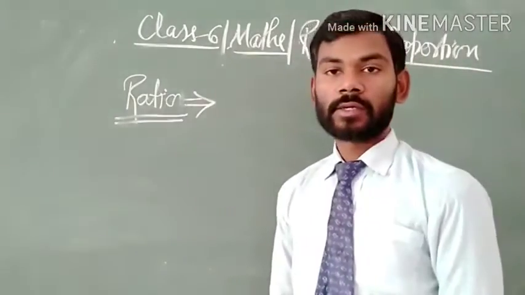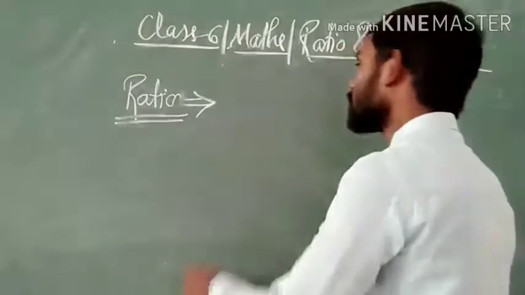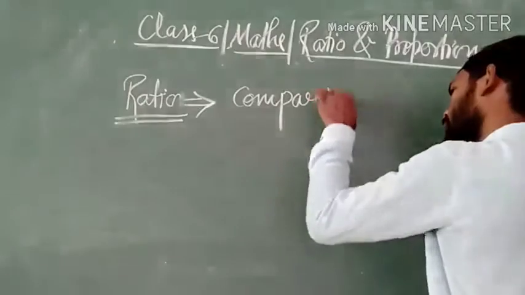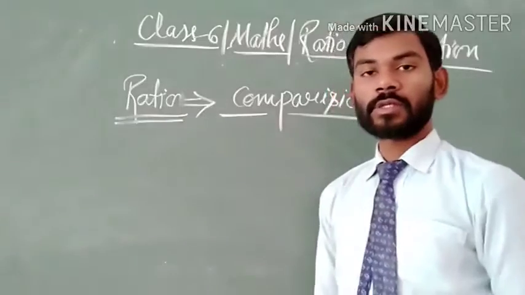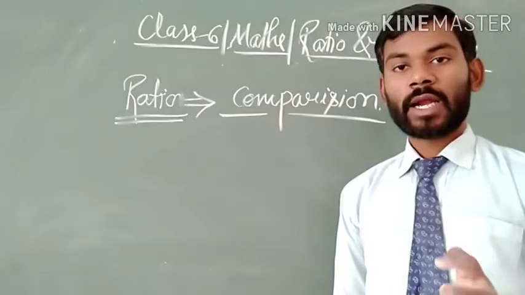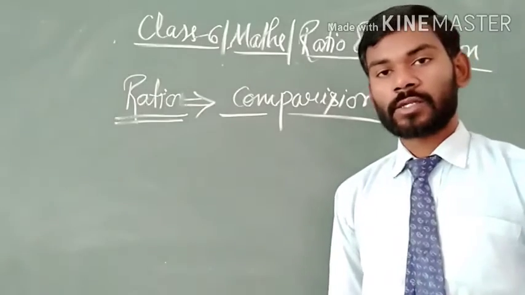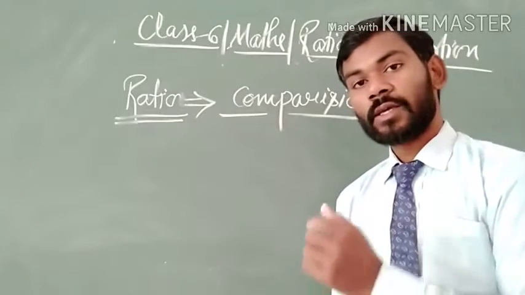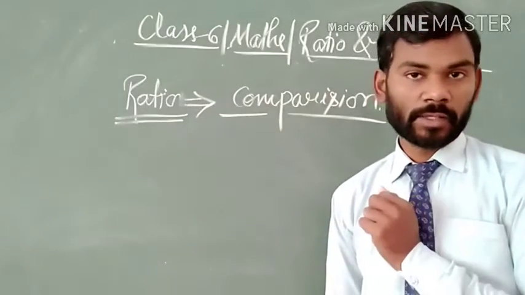As I told you, in one word you can easily understand that ratio is just comparison only. Okay? What is the comparison? Comparison means we pick up any two quantities and observe which one is more than the other, which one is greater than the other, or which one is less than the other. So this process is called comparison.